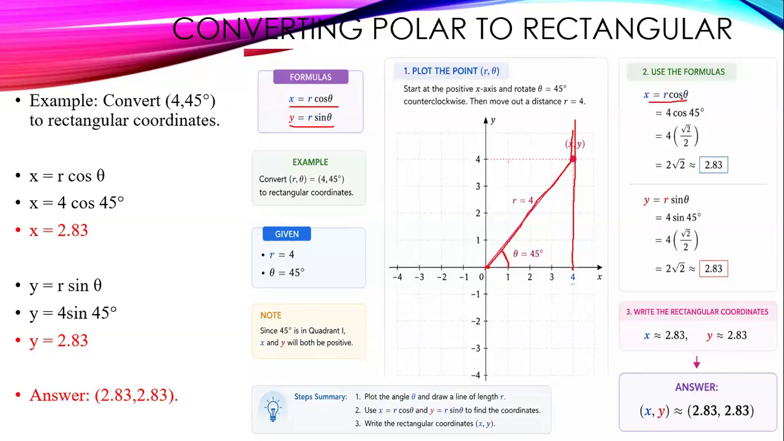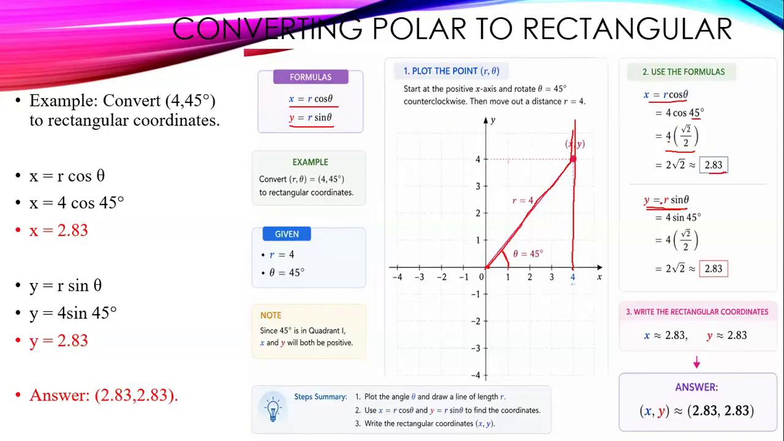So we use our form, which is r cos theta. Where we see r, we have to put 4. Where we see cos, we put the 45. So we put back our 4 here, and cos 45 will give us root 2 over 2. When we solve for this part, we have 2 root 2, or when we convert, we have 2.83.